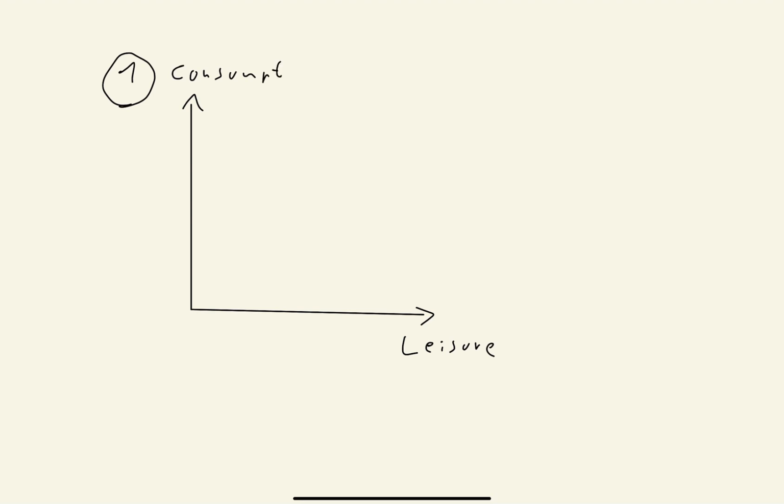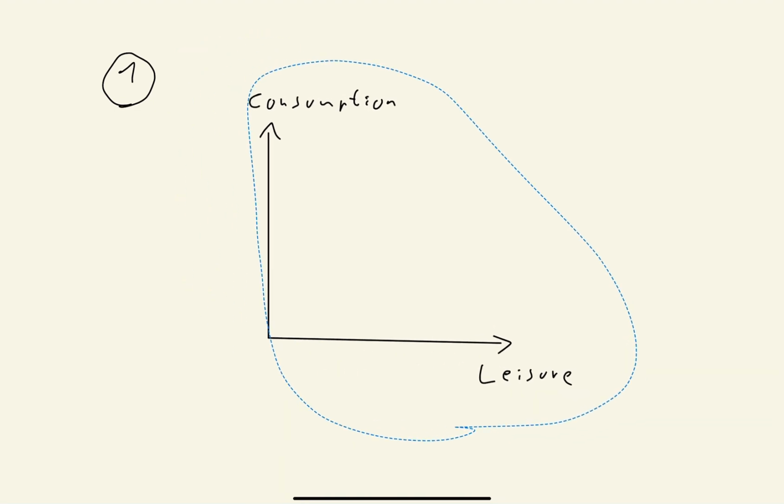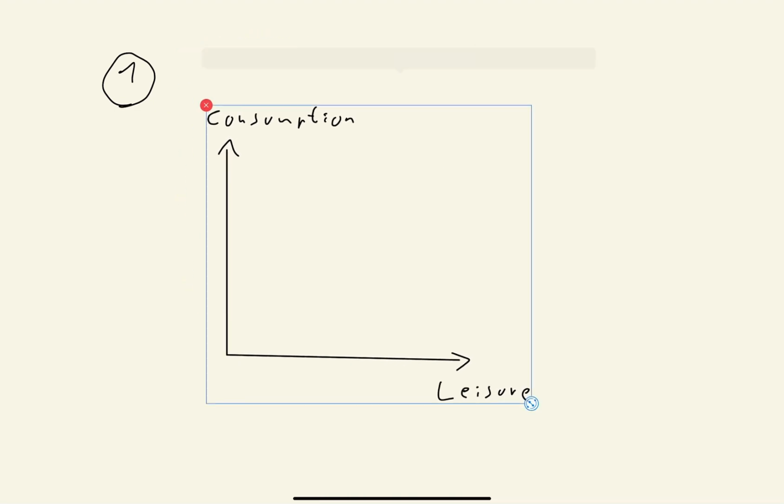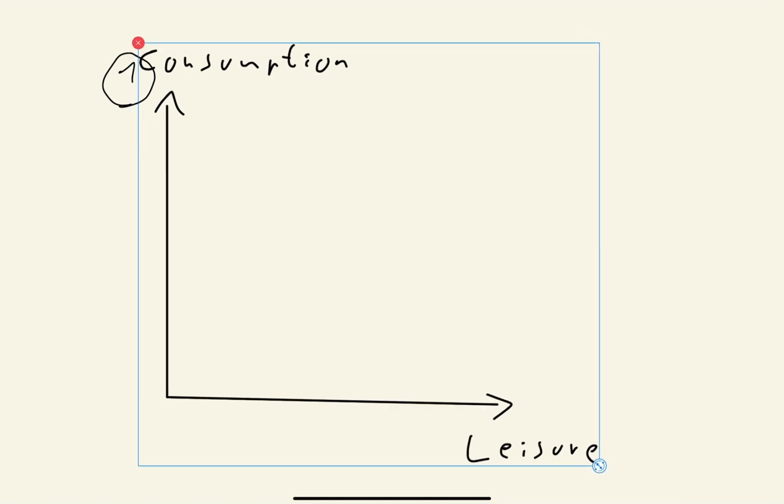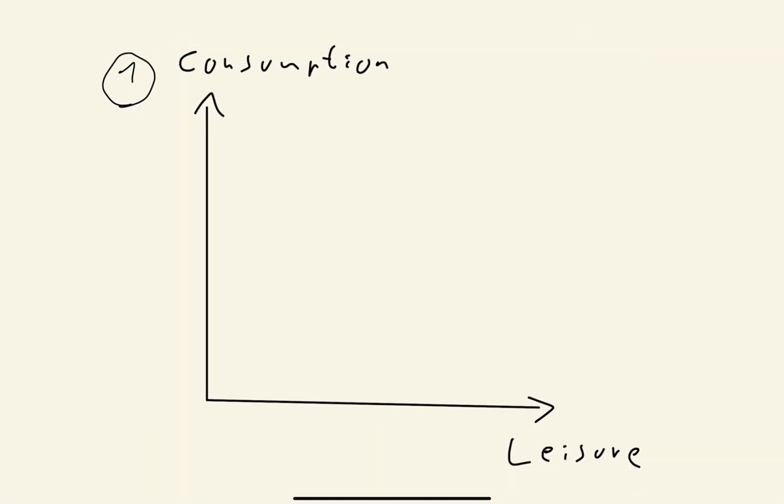So I need to draw a coordinate system. On the x-axis, we have leisure, and on the y-axis, we have consumption. I always try to draw as clean as I can, but it will be quite difficult. So let me just make this a little bit larger. Okay, this should be fine here.